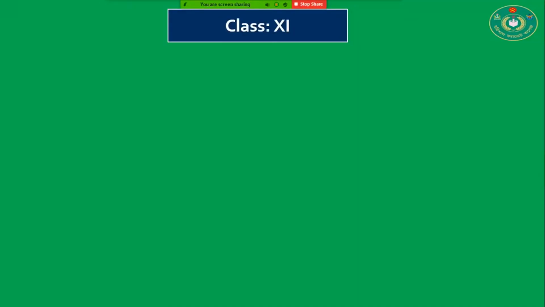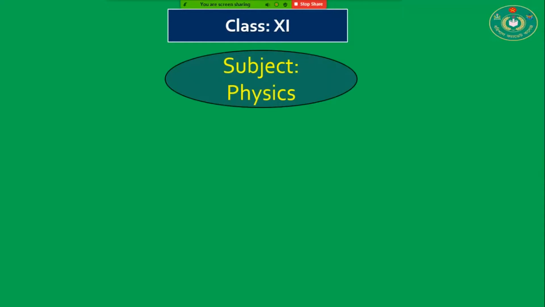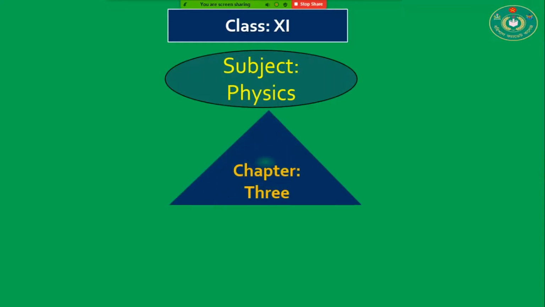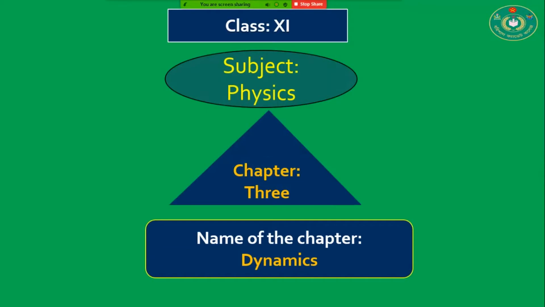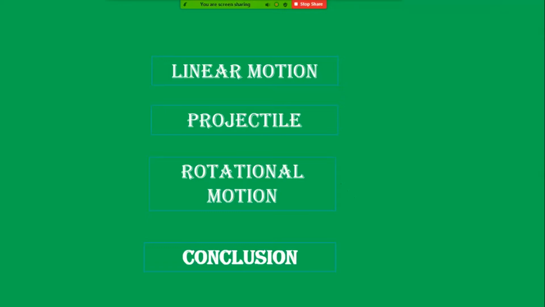This class is for class 11, subject physics, chapter 3 of first paper, and it is symbolized as dynamics. You know it very well that this is the continuation of my previous class, so I will discuss projectile motion today. In my previous class, I discussed linear motion, which was related to relative motion.